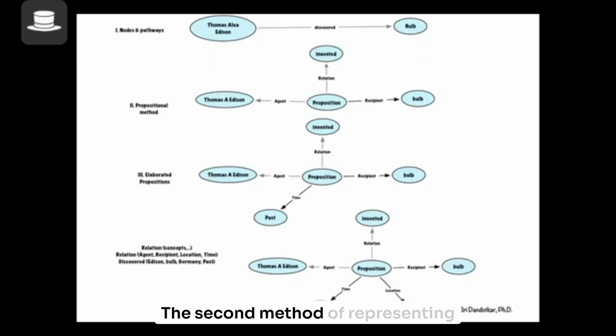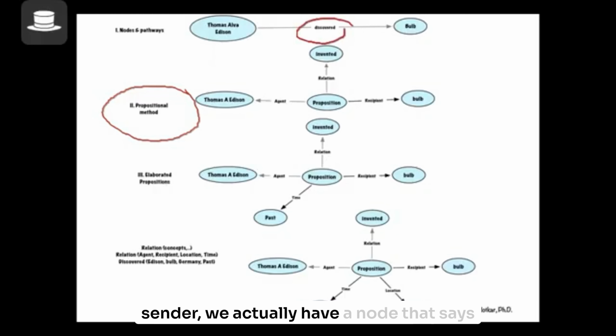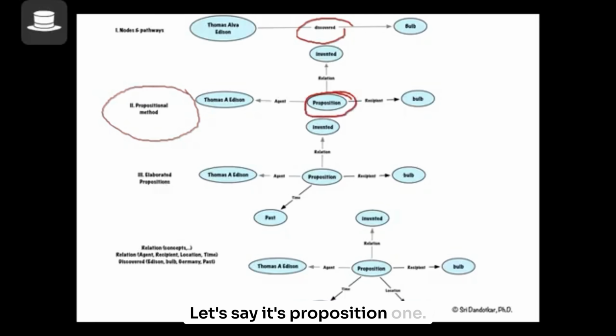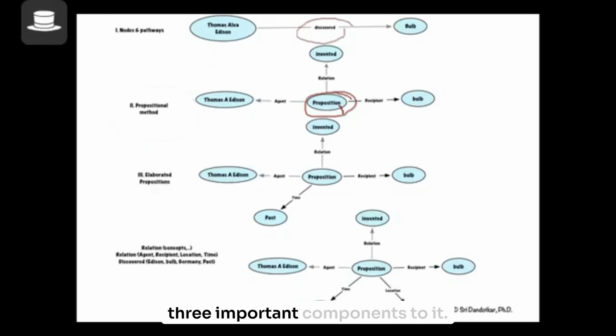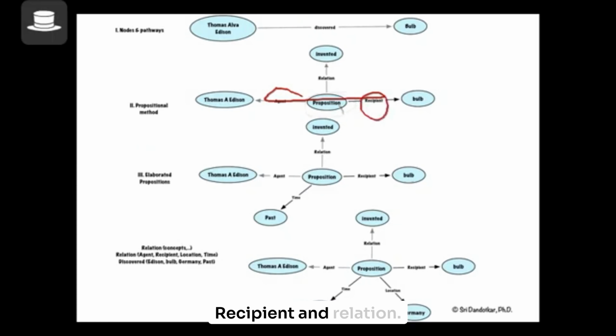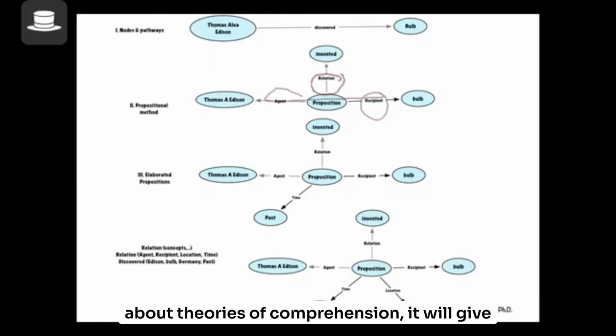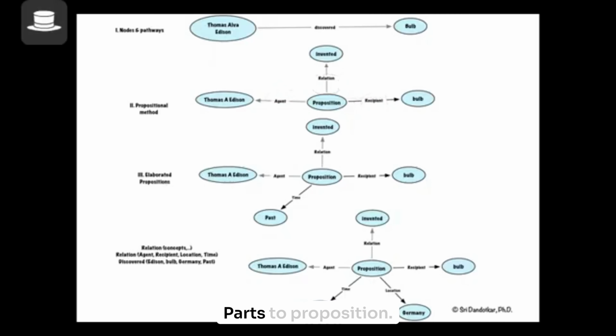The second method of representing propositions is the propositional method, where instead of making the pathway itself the center, we actually have a node that says proposition. Let's say it's proposition 1, right? And this particular proposition has at least three important components to it. These important components are agent, recipient, and relation. Let's talk about what these are in a second. Now, when we talk about theories of comprehension, it will give you a better understanding of why we have these specific parts to a proposition.